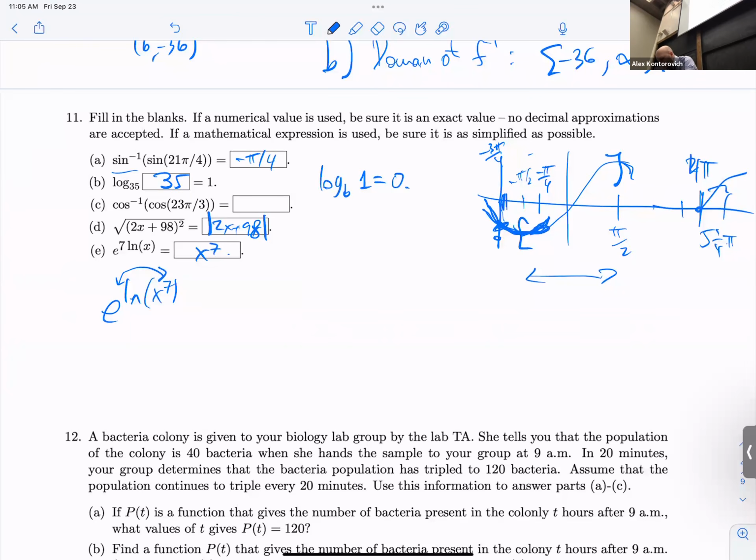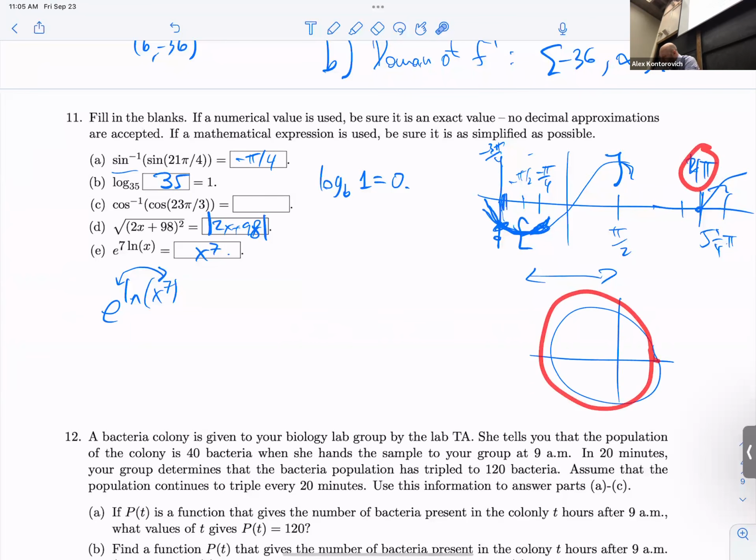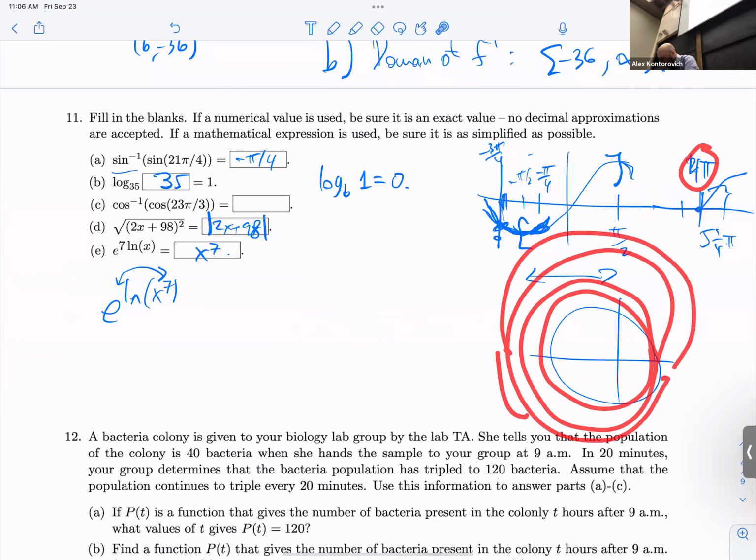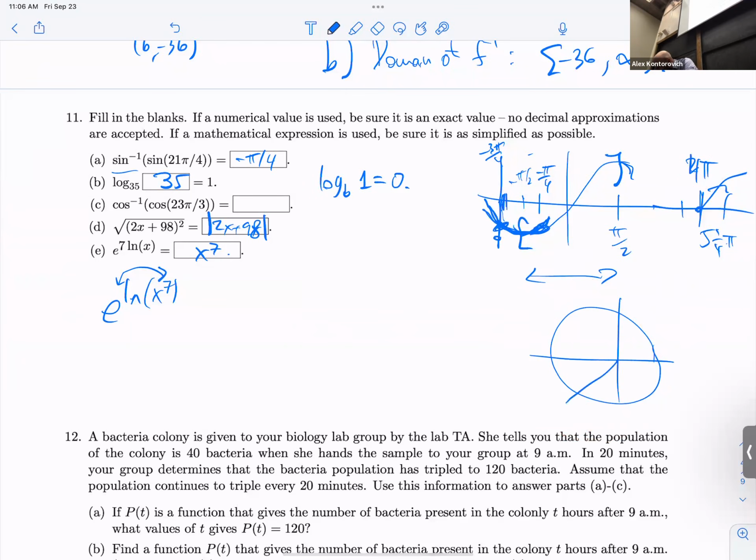You can use the unit circle for this. Let's try to do it another way. 21 pi over 4 means we've spun around twice. That's 2 pi, that's 4 pi, and I go another pi and a quarter. That's a good way of doing it. Another pi and a quarter means I'm over here. That's 21 pi over 4.